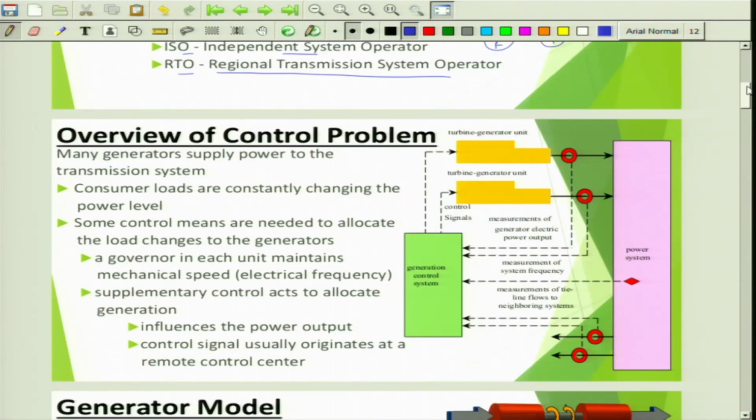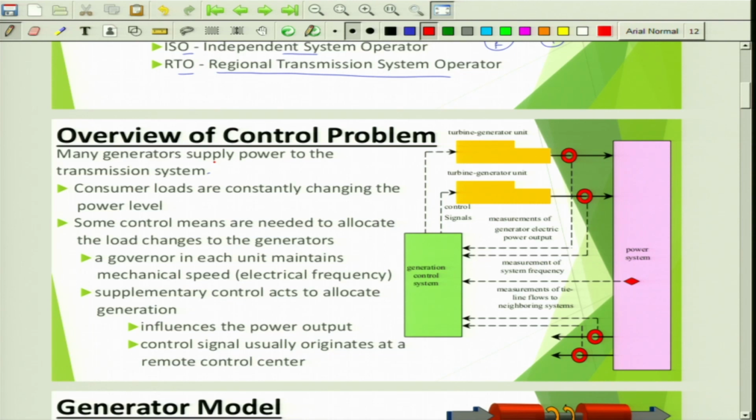Many generators supply power to the transmission system. In reality, it is not one single generator which manages the entire power; there are multiple generators. Consumer loads are constantly changing the power level because you keep changing the loads in your home, switching on the lights, switching off ACs and so on. Perturbations will always be there from the distribution load side. So, some control means are needed to allocate the load changes to the generators. There should be some means where you reflect the changes in the load on the generator side.